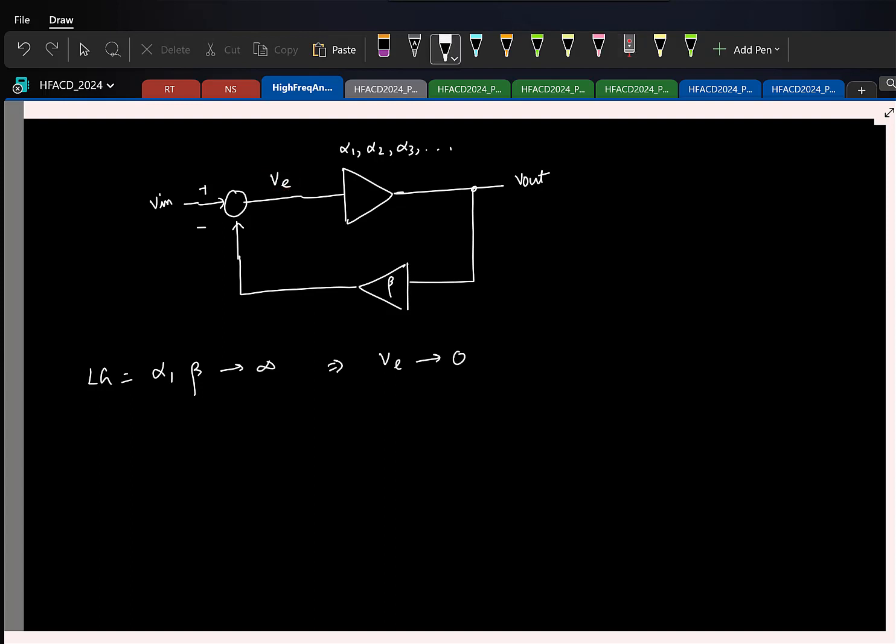And what is VE? VE in terms of V in and V out. Yeah, V in minus beta V out. So this will exactly go to 0. So V out is 1 by beta V in, right? So if you have an infinitely large loop gain, then irrespective of the nonlinearity of your amplifier, the output will be a nice linear copy of the input, no questions asked.